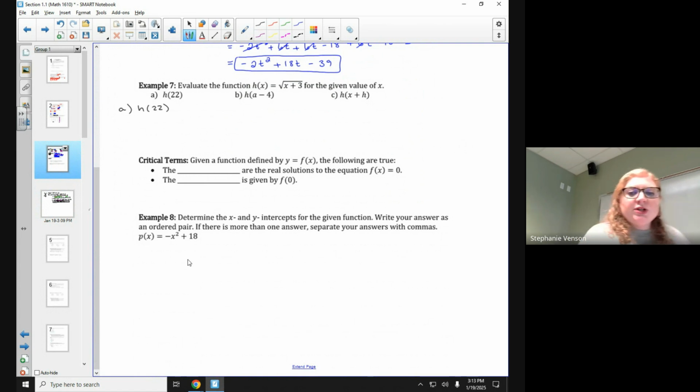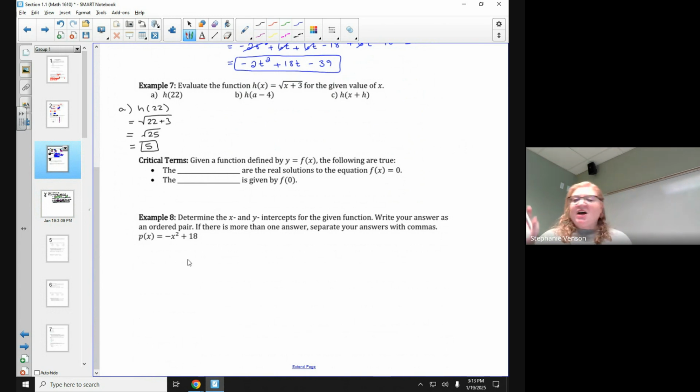So we'll plug in 22. Square root of 22 plus 3. 22 plus 3 is 25. Square root of 25 simplifies to 5. So our answer is 5. Easy peasy. Okay, let's take a look at this one. This one's going to seem complicated, but it's actually pretty easy.